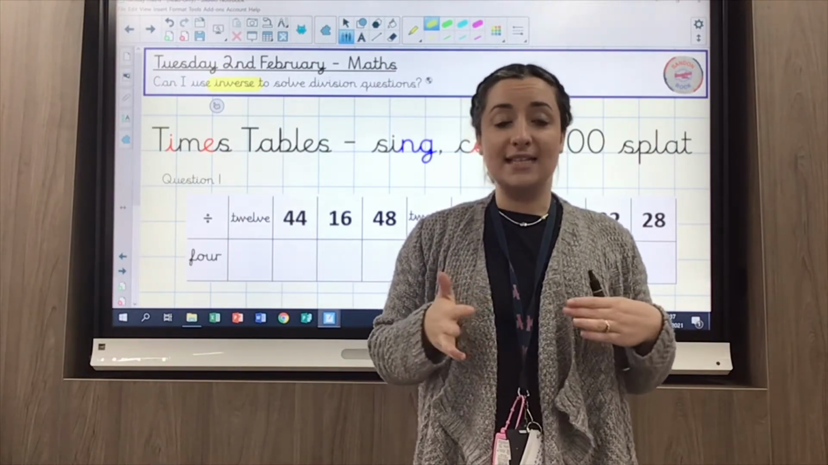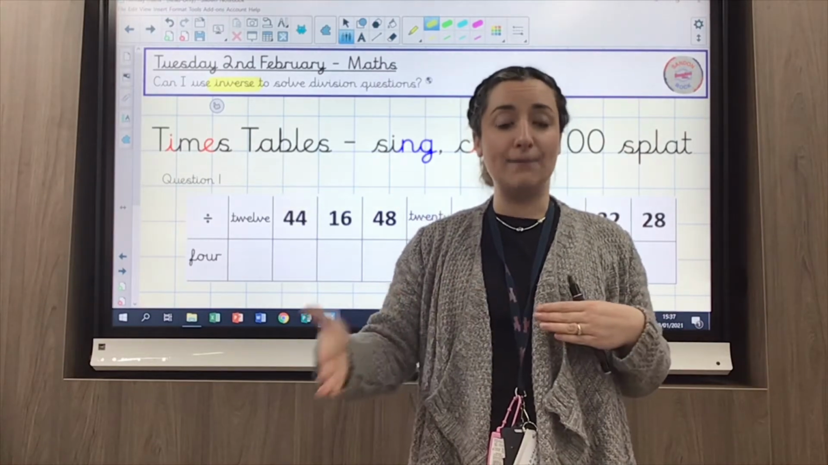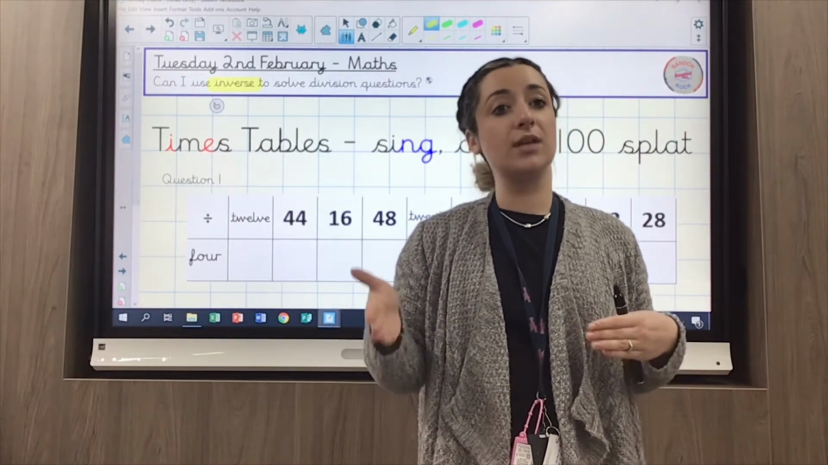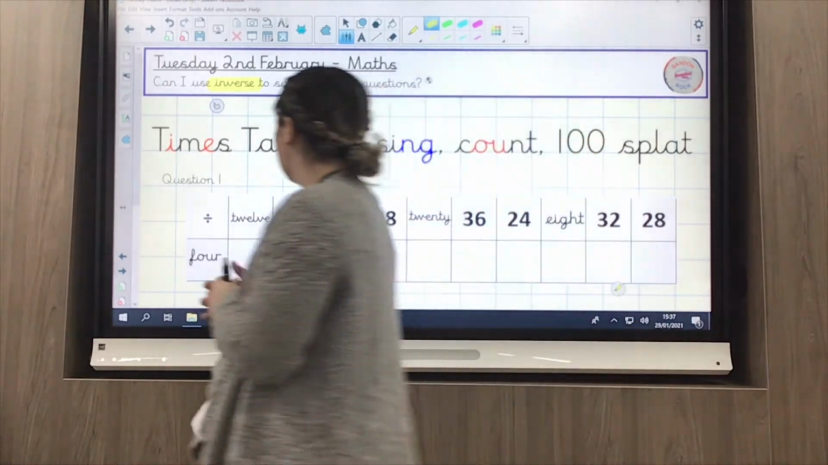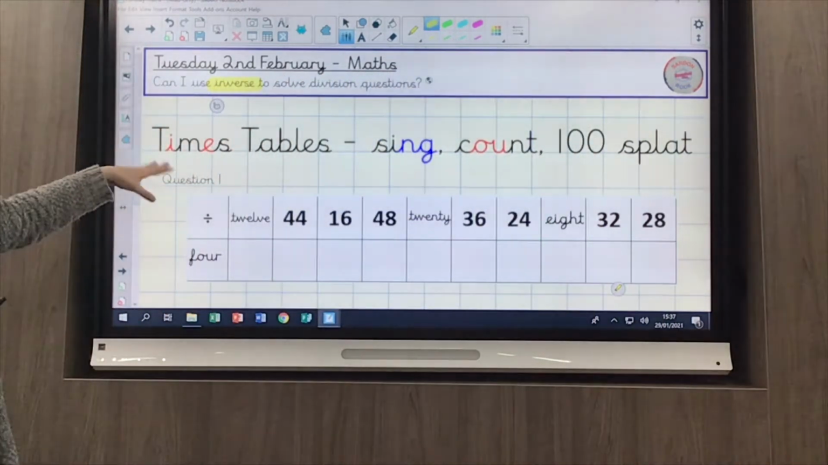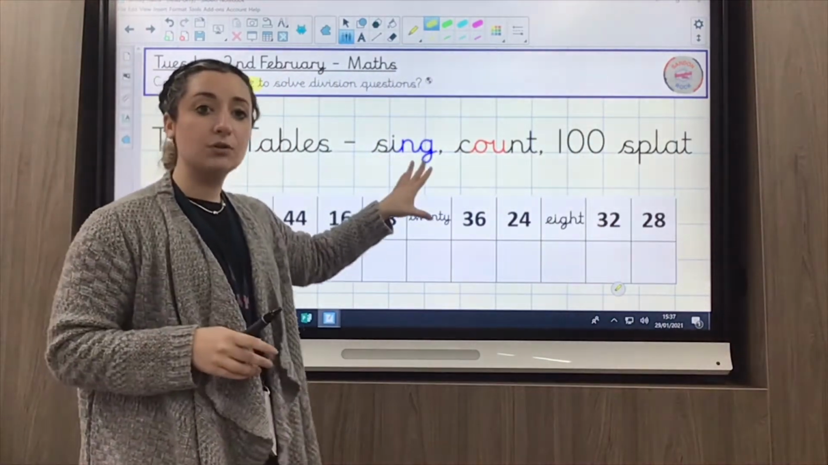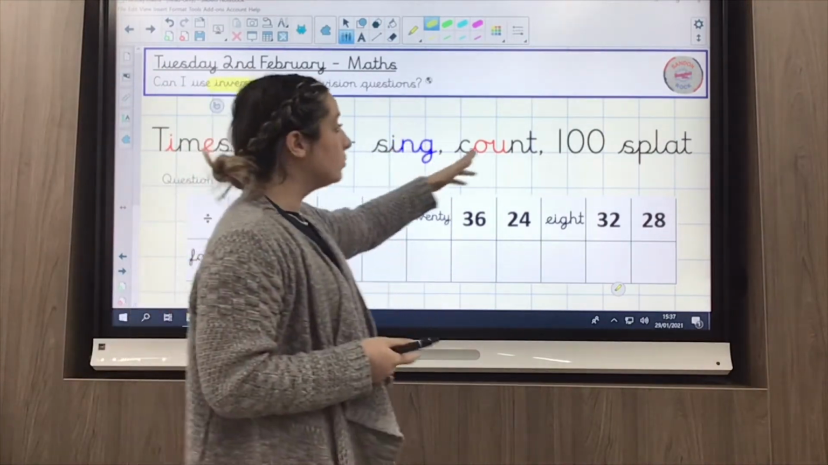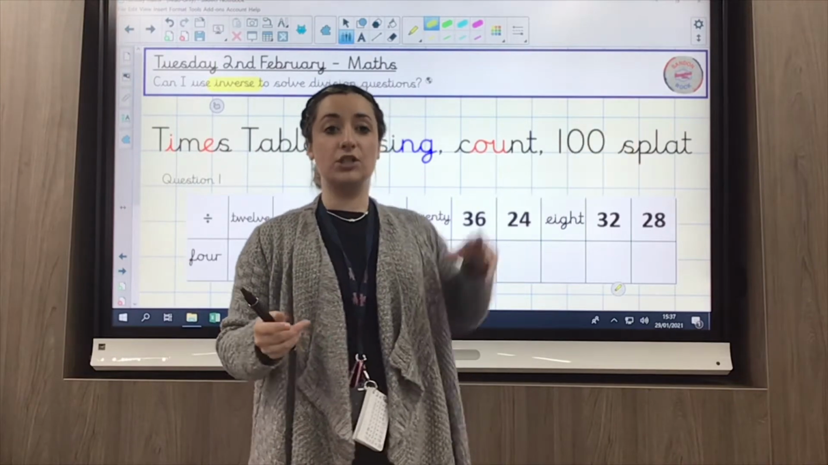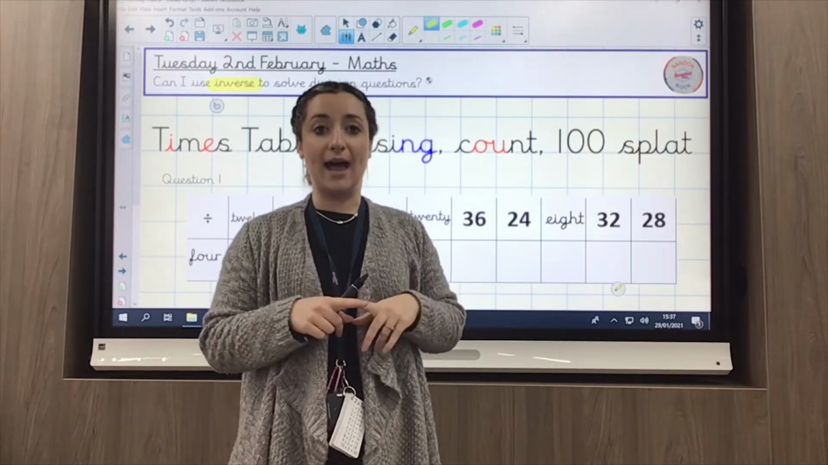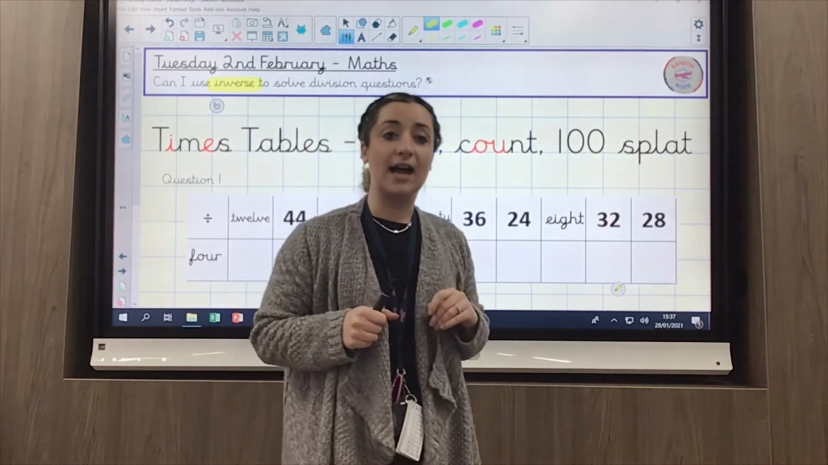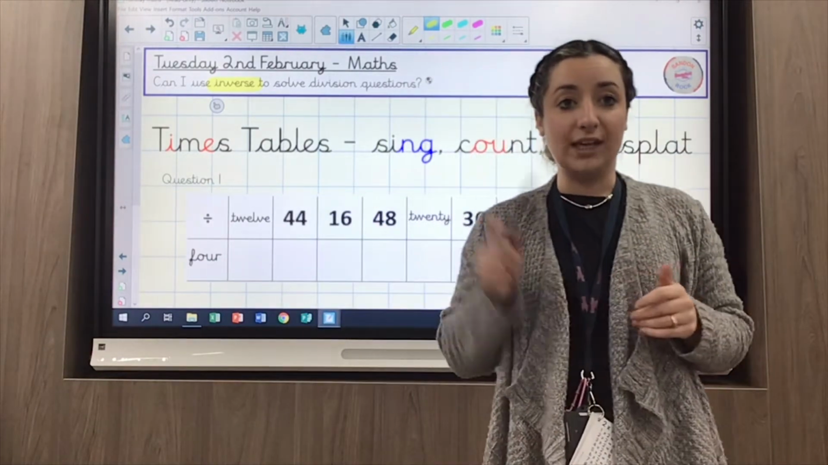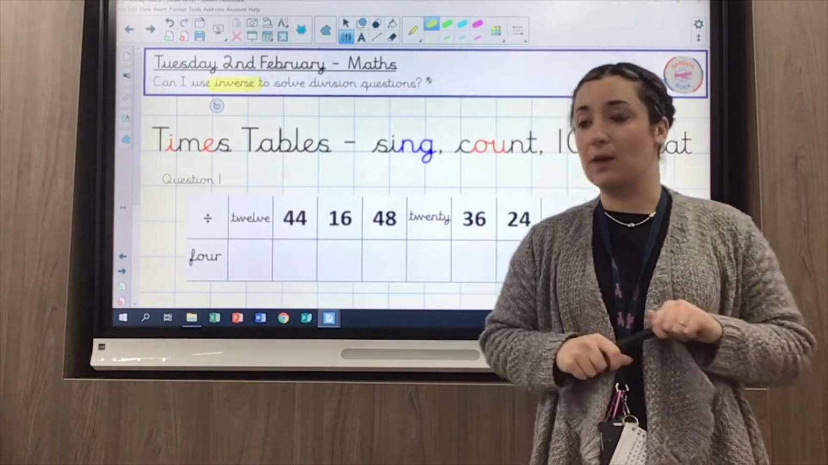And we can use that in tests just to find the quickest and most efficient method to use to get the answer. Okay, so we've got times tables that we use. Now sometimes we have our times table song, so you can sing, you can count in your head, or you could use 100 splat. So you could use your 100 square, which you can get online if you type in online 100 square, and you can have our splat game to splat it as well.